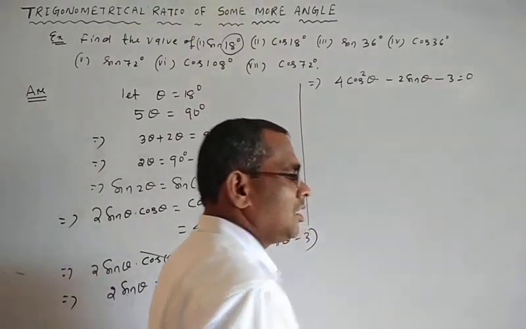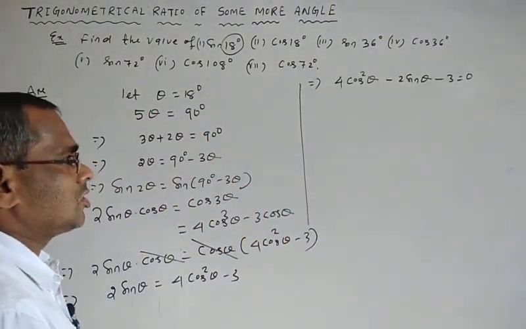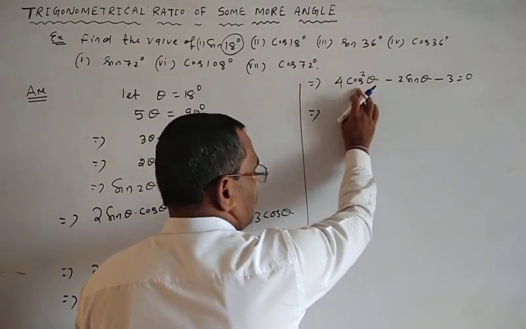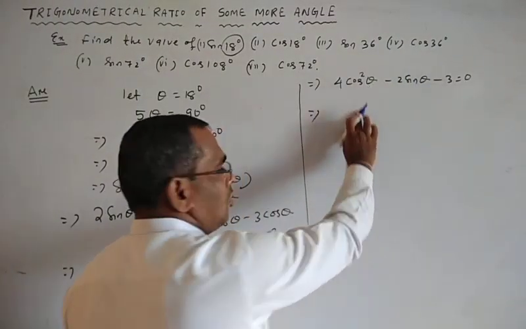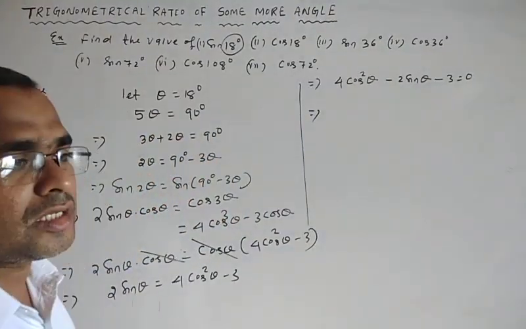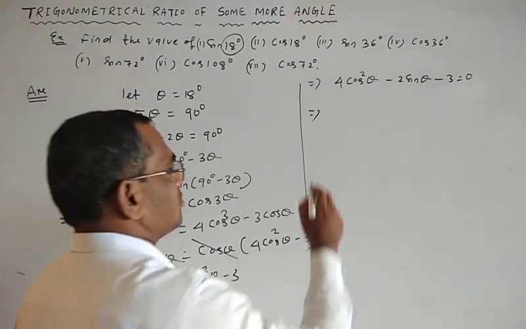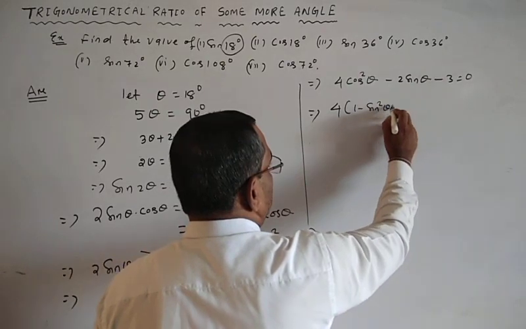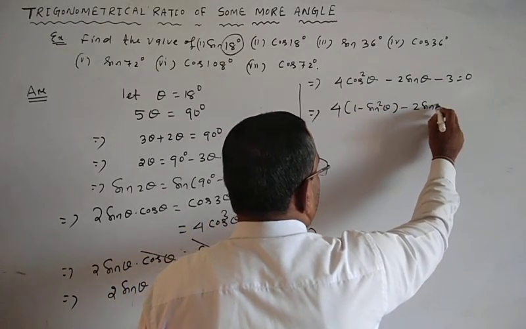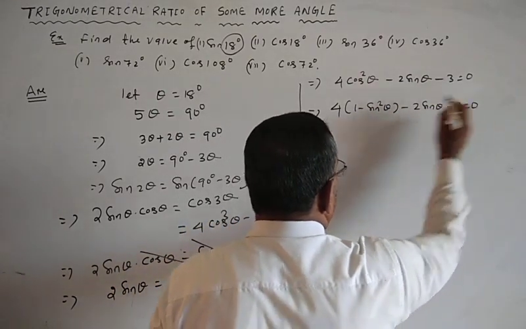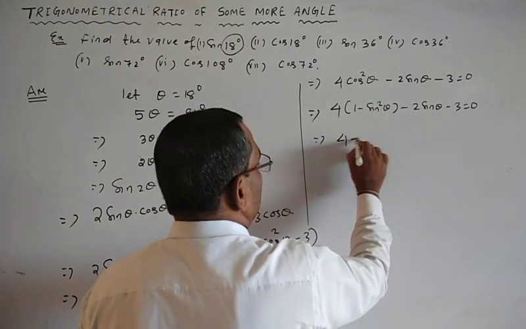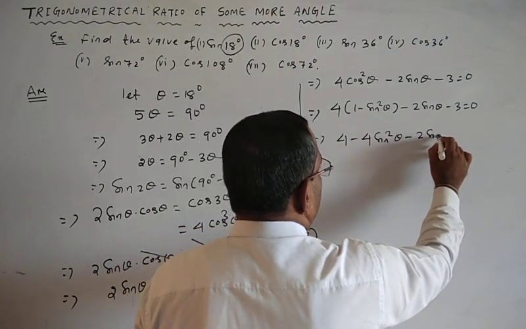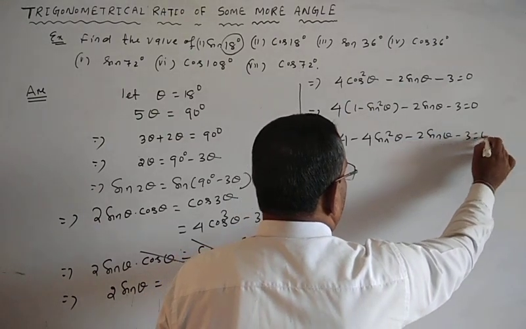So make it a trigonometrical equation in one ratio. Here sin theta is there, and here cos square theta. So we write cos square theta is equal to 1 minus sin square theta. That implies 4 into (1 minus sin square theta) minus 2 sin theta minus 3 is equal to 0. That implies 4 minus 4 sin square theta minus 2 sin theta minus 3 is equal to 0.